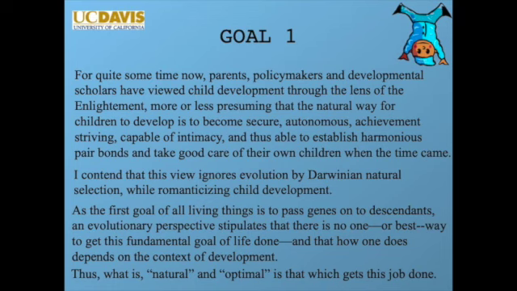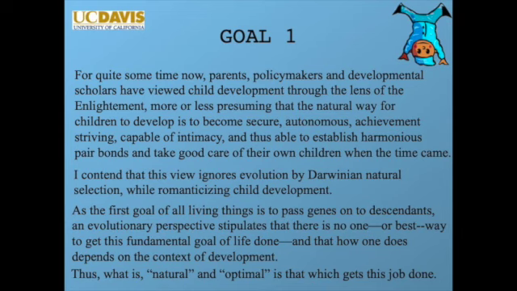So with regard to goal one, for quite some time now, parents, policymakers, and developmental scholars have viewed child development through the lens of the Enlightenment, more or less presuming that the natural way for children to develop is to become secure, autonomous, achievement-striving, capable of intimacy, and thus able to establish harmonious pair bonds and take good care of their own children when the time came. I contend that this view ignores evolution by Darwinian natural selection, romanticizing child development.